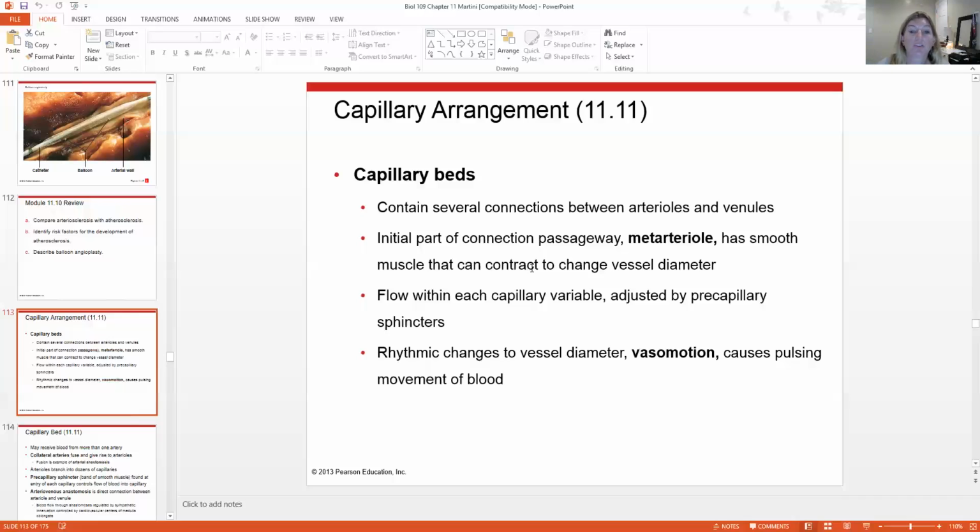The internal connection pathway is called a metarteriole. It has a little smooth muscle that allows the vessel to change in diameter, and it also allows for variable flow in between our capillaries. So in other words, this part of the capillary bed can be innervated, and this part of the capillary bed isn't innervated or nourished with the blood, and so on and so forth. So that blood flow can be adjusted. There are little precapillary sphincters in there turning off and shunting the blood one way or the other. These rhythmic changes in vessel diameter account for something called vasomotion. Vasomotion is the pulsing movement of blood.